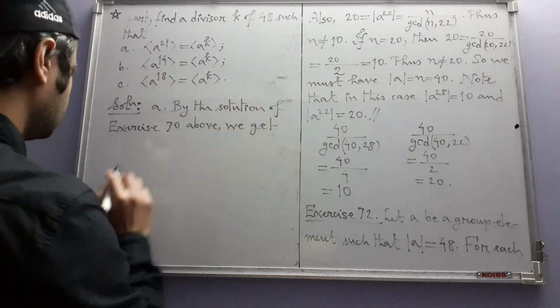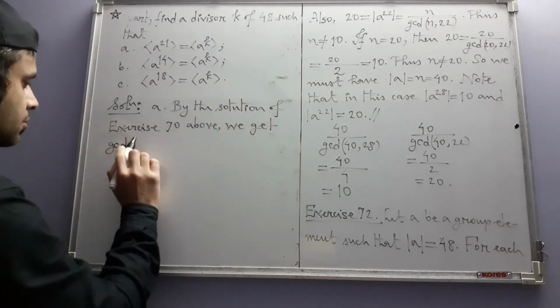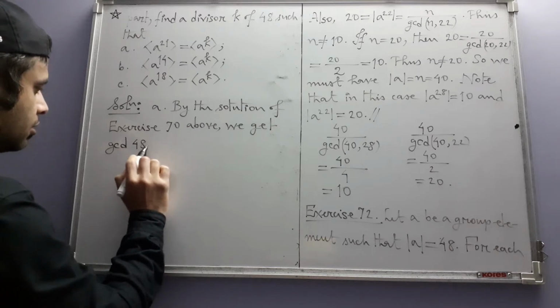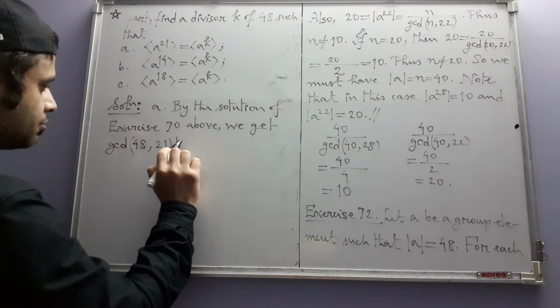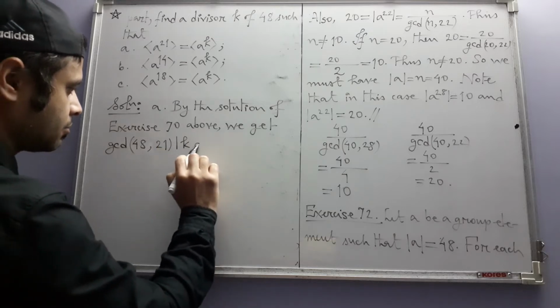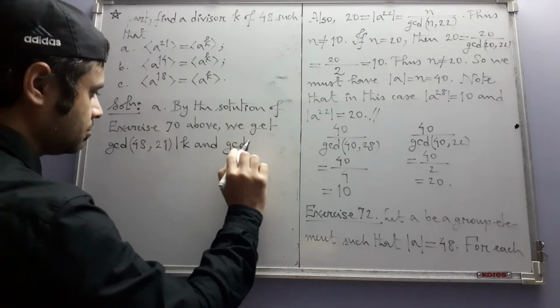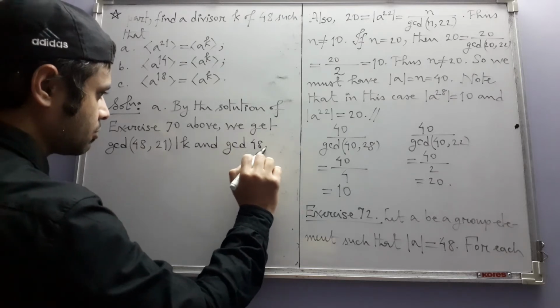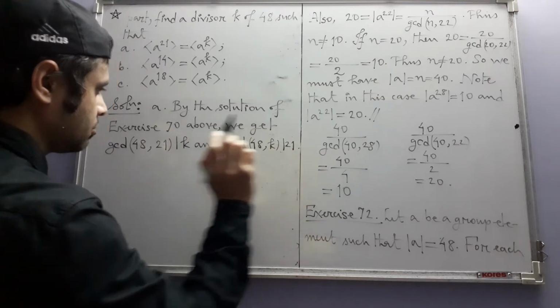So we get GCD of 48 and 21 dividing K, and 48 and K dividing 21.